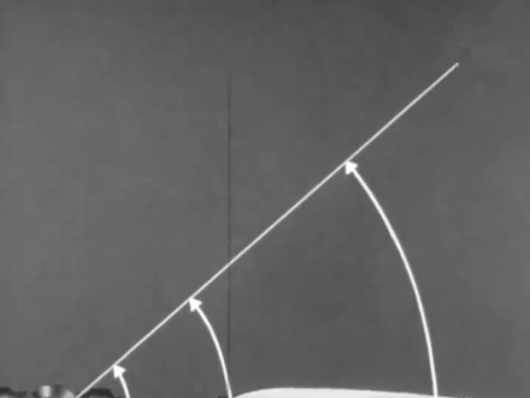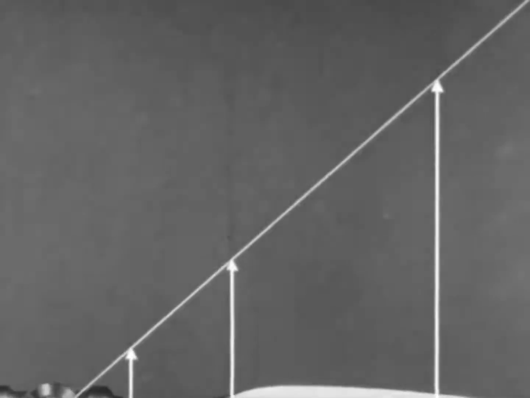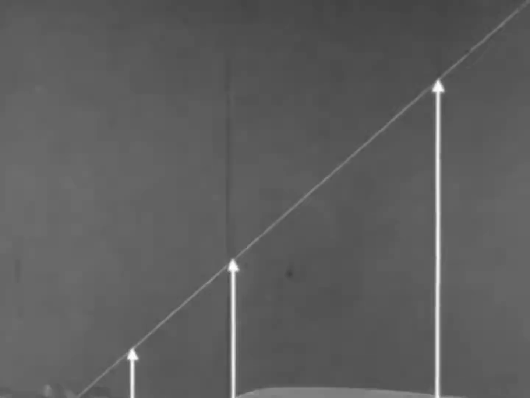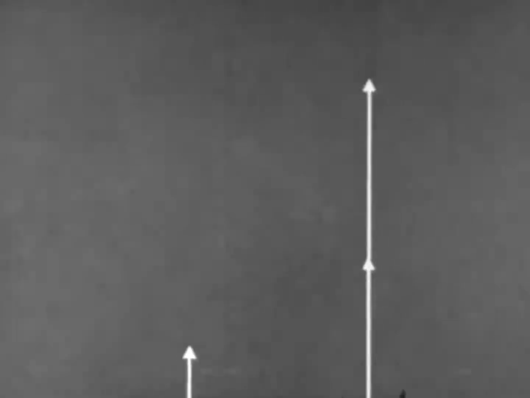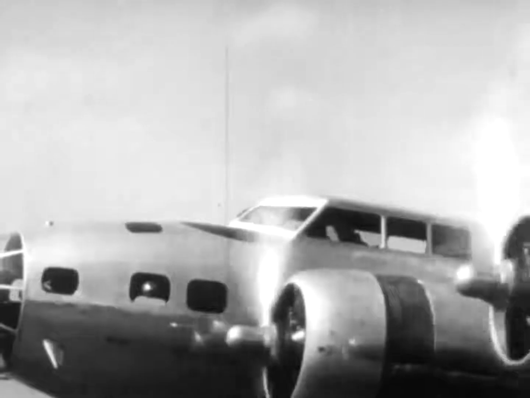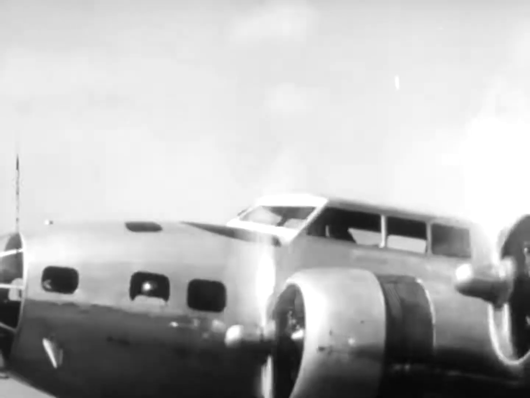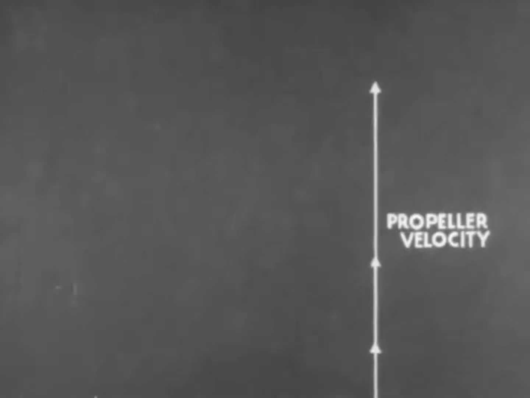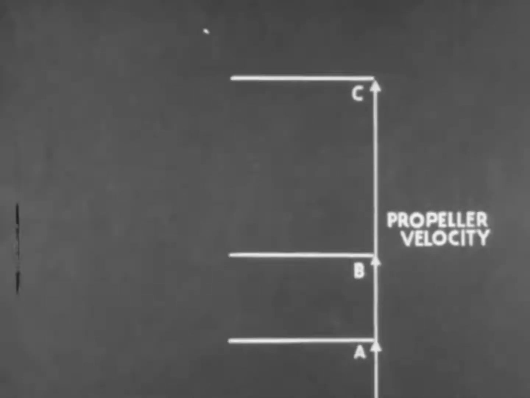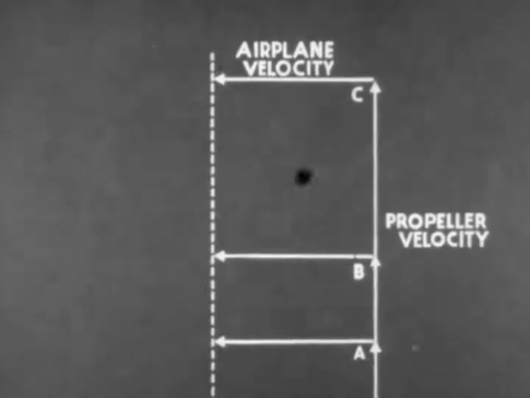The propeller velocity depends on the propeller RPM and also on the distance from the hub. It should be clear that point C, farther out on the blade, has a greater linear velocity than points A or B. Now, for any given propeller RPM, the propeller velocity will vary with the station or distance from the hub. The airplane velocity is the same for all parts of the blade at any one moment.